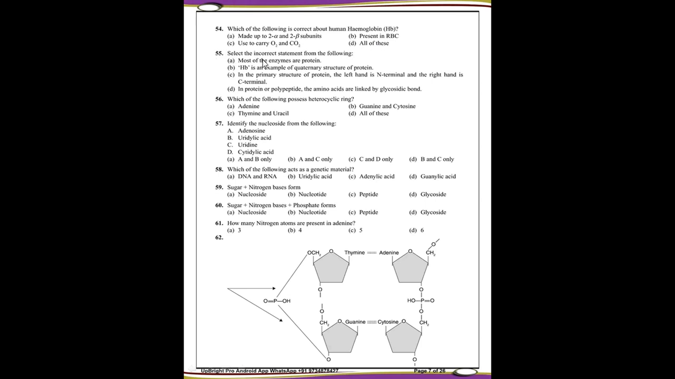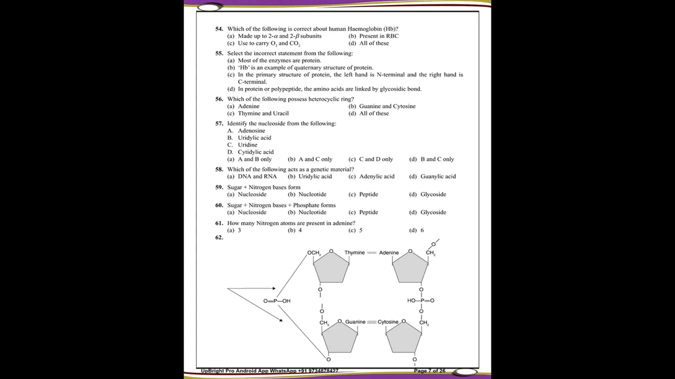55. Select the incorrect statement from the following. Most of the enzymes are proteins. Okay. Hemoglobin is an example of quaternary structure of protein. True. In a primary structure of protein, the left hand is the N-terminus and the right hand is the C-terminus. True. In proteins or polypeptides, the amino acids are joined by glycosidic bonds. This one is awkward. So the answer for question 55 is D. The joining is a peptide bond or an amide bond, not a glycosidic bond in proteins.